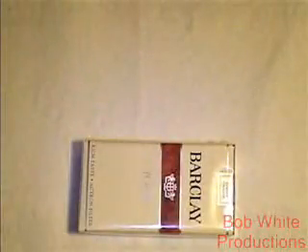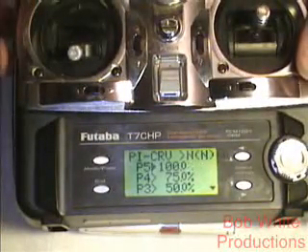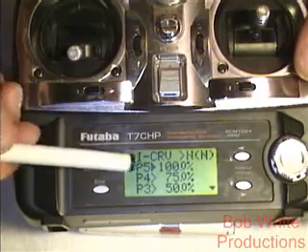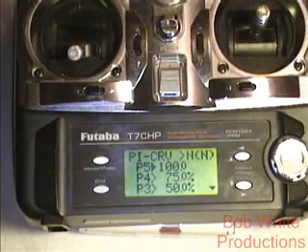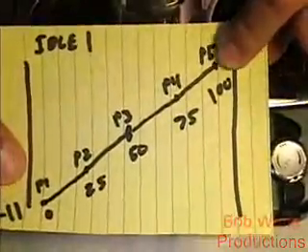Other radios may not show you a graph. What they might do is just simply have the points setting in the radio. So you have to understand that point 5 is going to be at a full stick position.